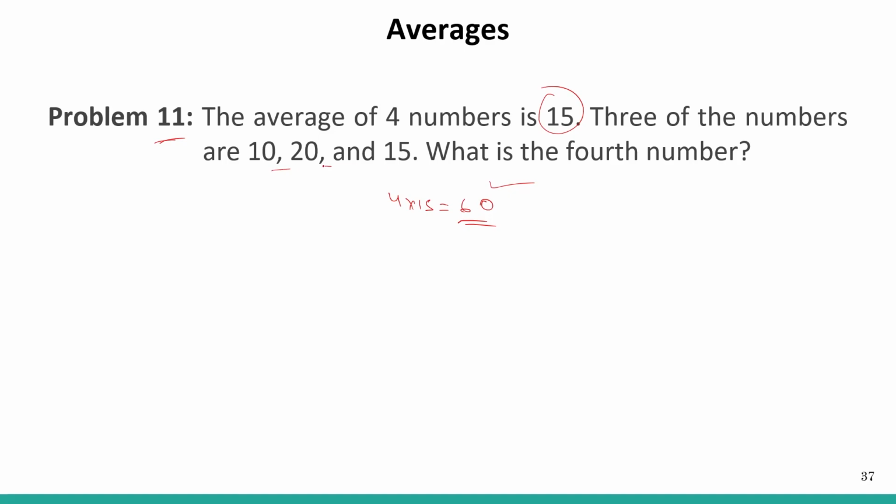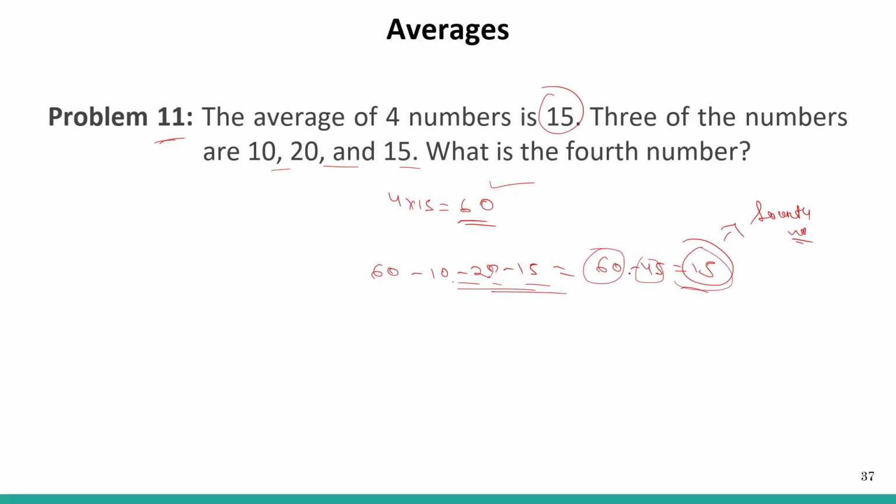3 of the numbers are 10, 20 and 15. So 60 minus 10 minus 20 minus 15 is equal to what? This is 30, 45. So 60 minus 45 is equal to 15. So this is the fourth number, because adding all these, 15, 10, 20 and 15, what we are left with is 60. Since we are given three numbers, we can just subtract the sum of those three numbers from the cumulative count, that is 60, and we get the fourth number.